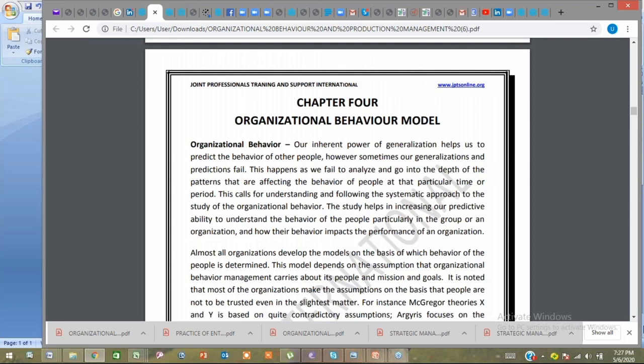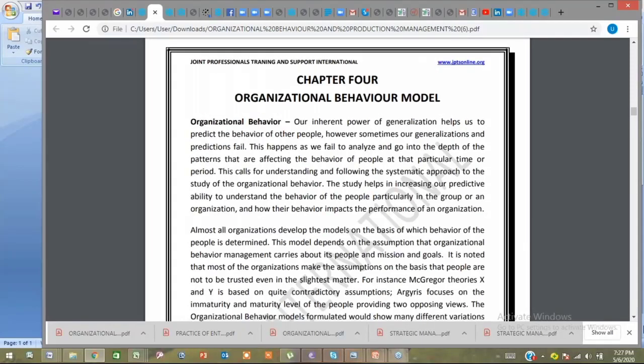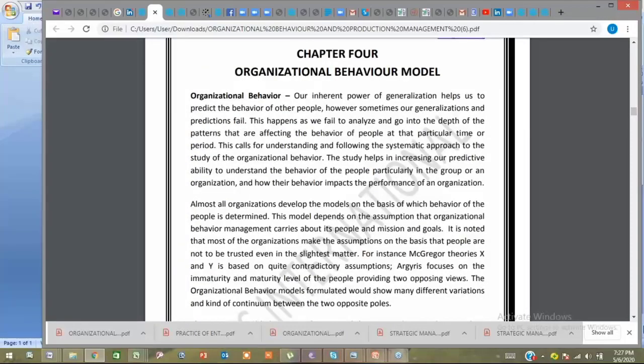So this happens as we fail to analyze and go into the depth of the patterns that are affecting the behavior of people at a particular time or period. Organizational behavior models will help us. We have different models that help us to predict, shape and preempt human behavior as it relates to work. So let's go ahead again. This calls for understanding and following the systemic approach to the study of organizational behavior.